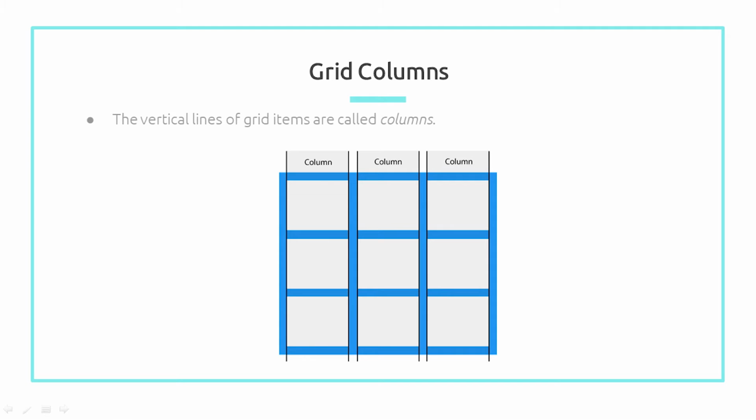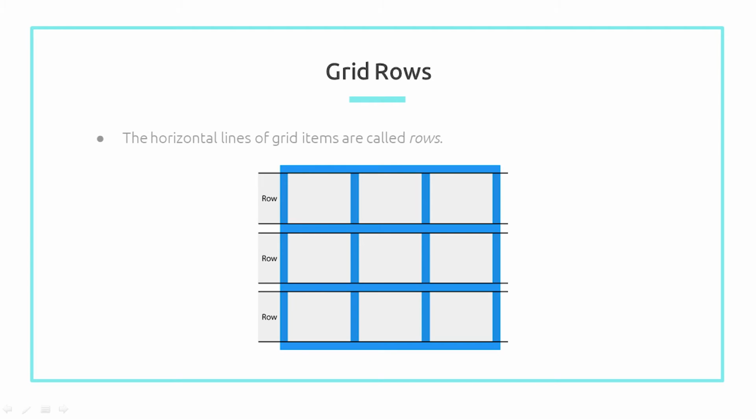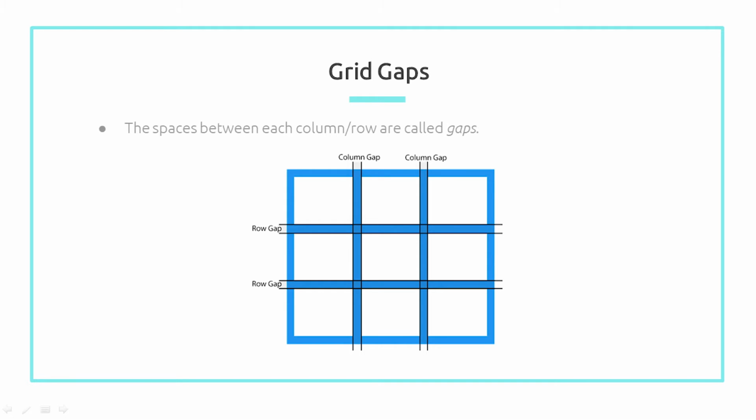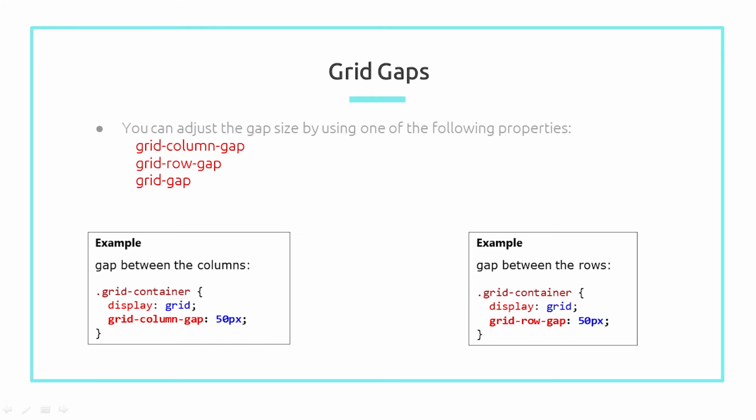Grid columns. The vertical lines of grid items are called columns. Grid rows. The horizontal lines of grid items are called rows. Grid gaps. The spaces between each column and row are called gaps. You can adjust the gap size by using one of the following properties: grid-column-gap, grid-row-gap, grid-gap. Example: gap between the columns.